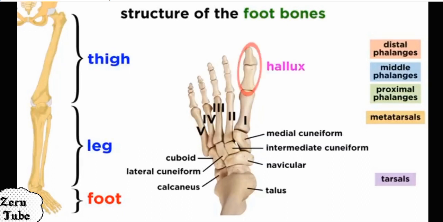Except the great toe or the hallux, the rest have proximal, middle and distal phalanges.